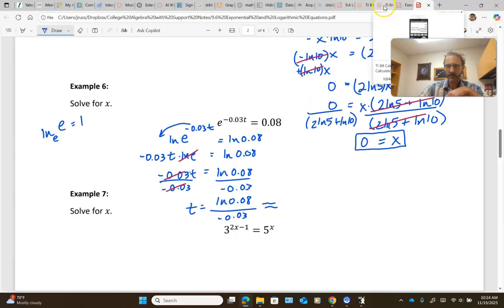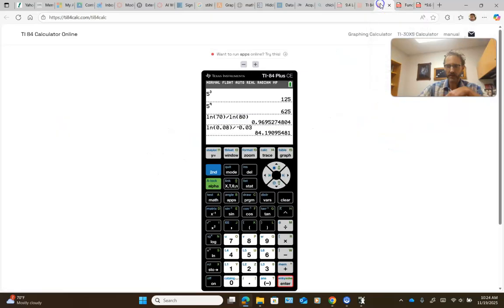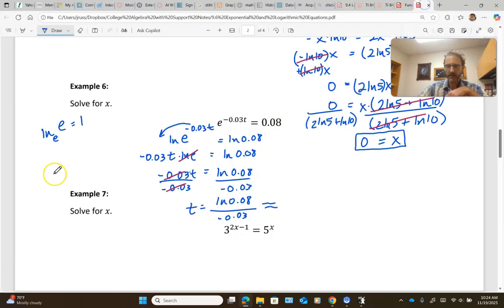yeah, that's right. 84, and if I were to round this to 4 places, this 9 would go to a 10. So this would become 84.1910. And that would be our decimal approximation.